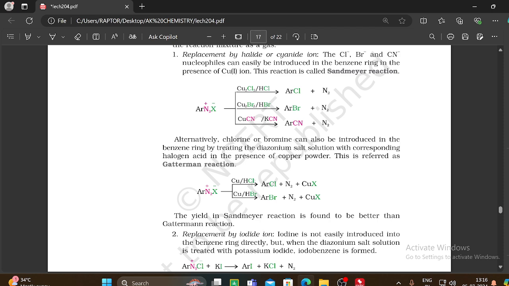So polar substances are soluble in polar solvents. Water is the polar solvent. That's why this compound is readily soluble in water. That is the only answer.